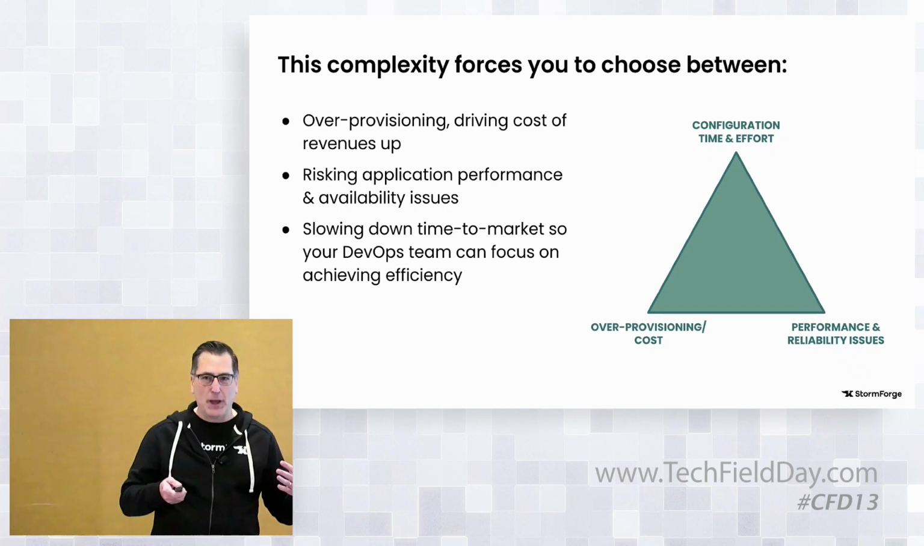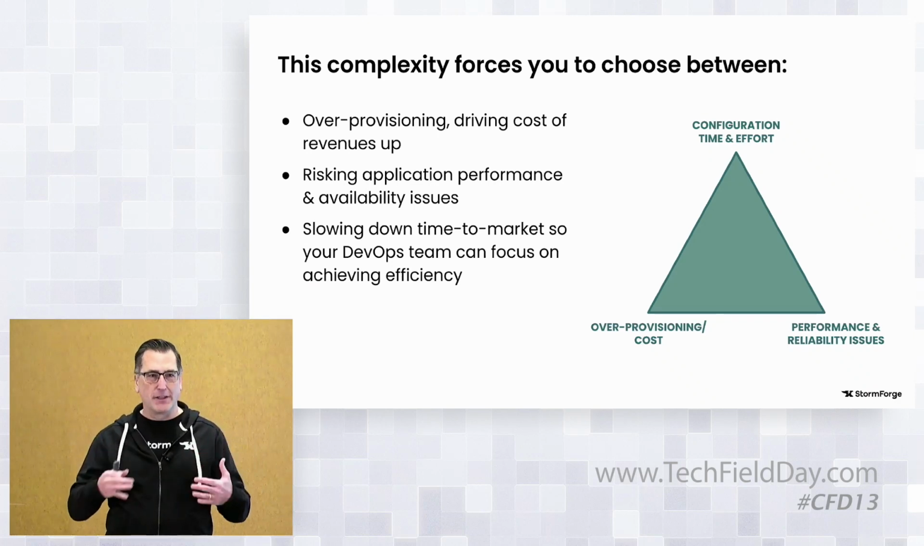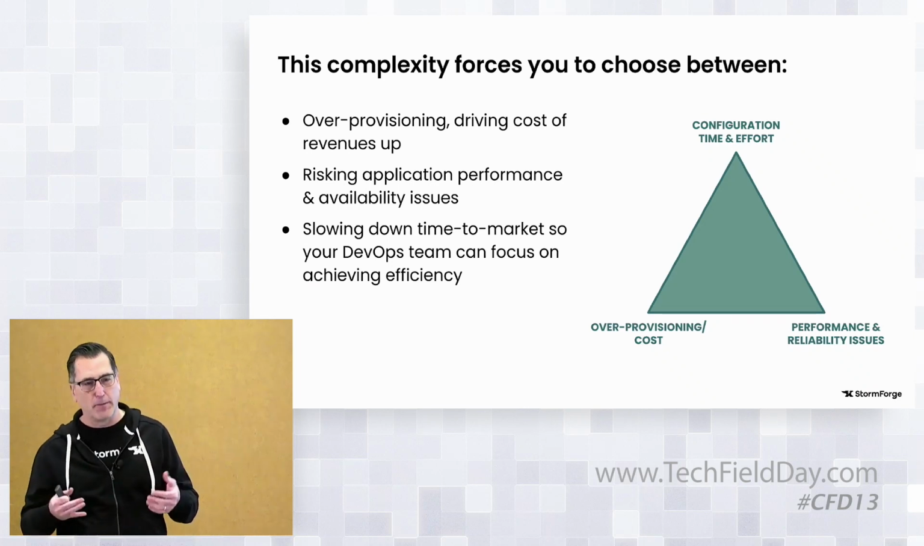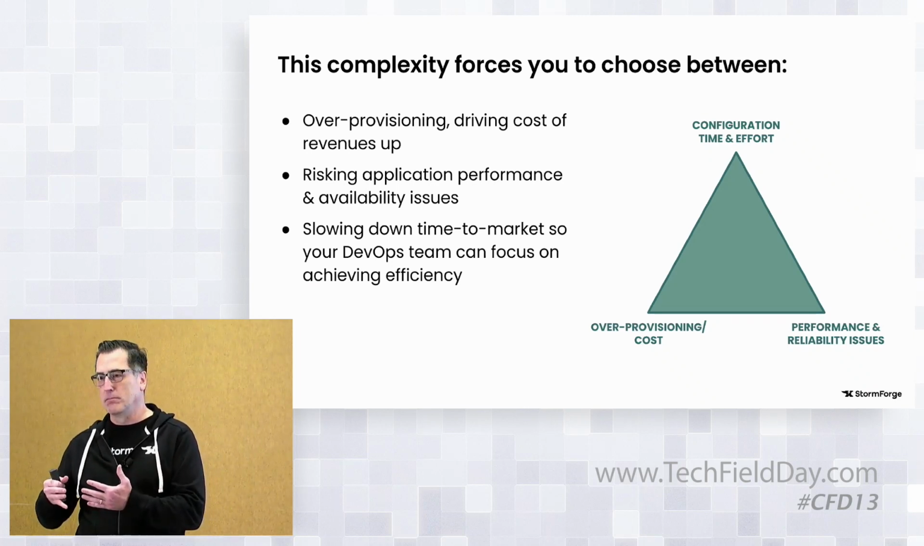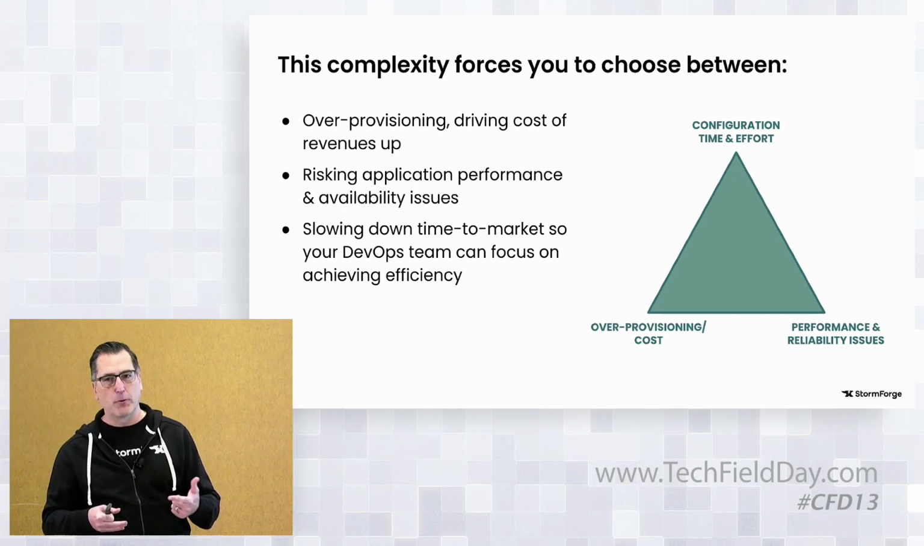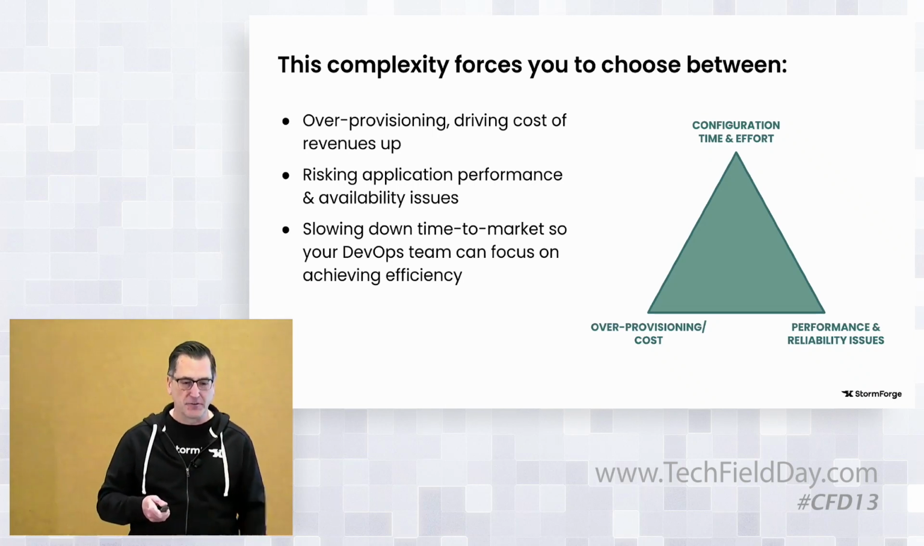So the second choice you have is you can scale back on your resources, try to be more aggressive and frugal with the resources that you allocate for your applications. But at that point, you're introducing risk, right? Risk of out of memory errors, CPU throttling, things that are going to affect the user experience.